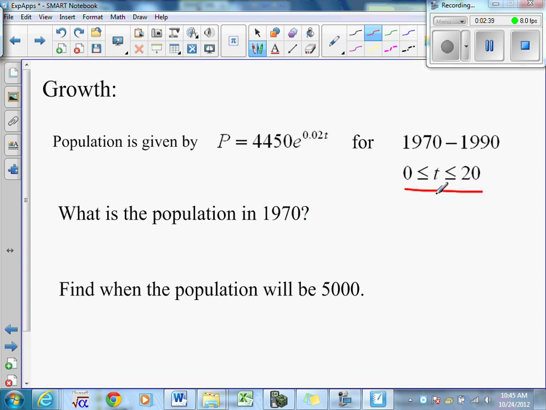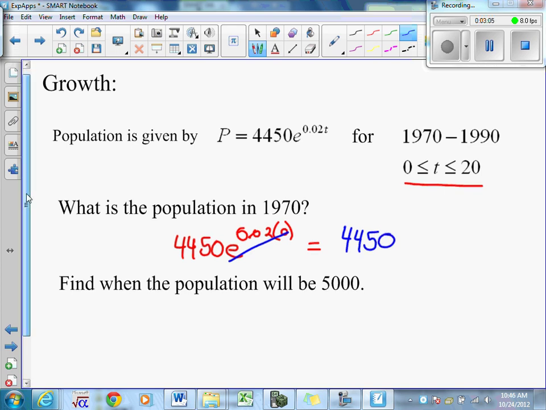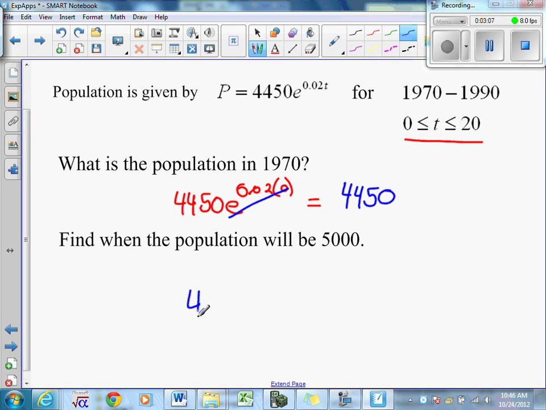Well, notice over here our scale: 1970 is 0, 1990 is 20. So we have 4,450 e^(0.02) and we start at 0, and anything to the 0 power is 1, so that goes away. So that a is always our initial amount. And then they want to know when will it be 5,000. Now, we've already done these kinds of questions, and since this is an e, we can solve it.